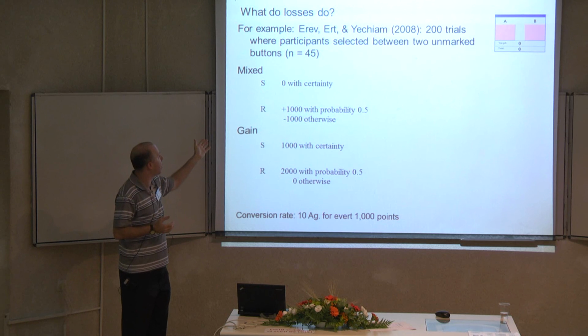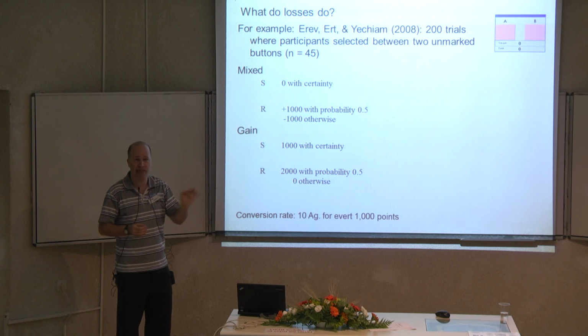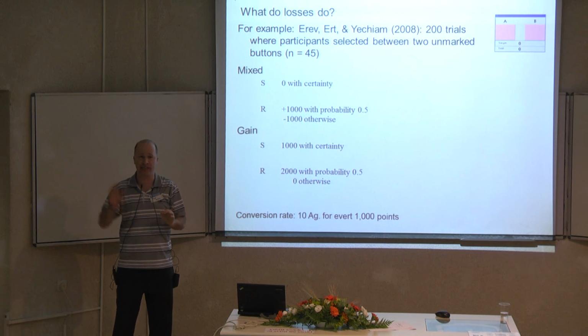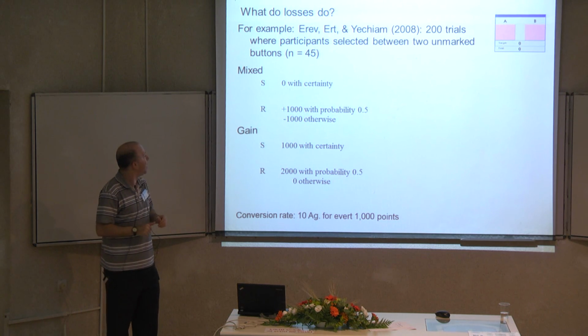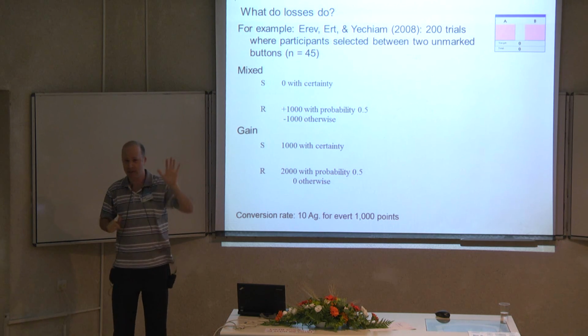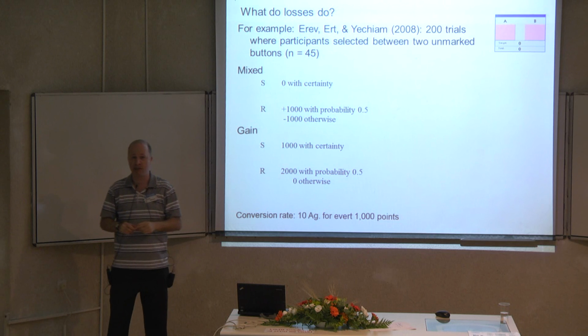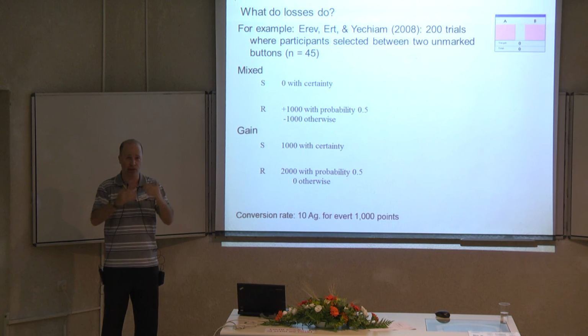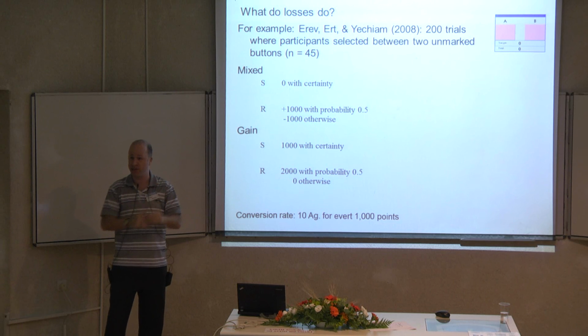In this particular study, we had two problems. One problem we call the mixed problem because it has both gains and losses. In this problem, one alternative gives you 0 for certainty. That is, each time you press a button, you get 0, 0, 0, 0. In the other alternative, you get plus or minus 1,000 with 50%, randomly drawn from this distribution. So what would loss aversion predict? Obviously that you would avoid the risky alternative, because this is an exact example of symmetric gains and losses. Because losses loom larger, you would not like this risky alternative.